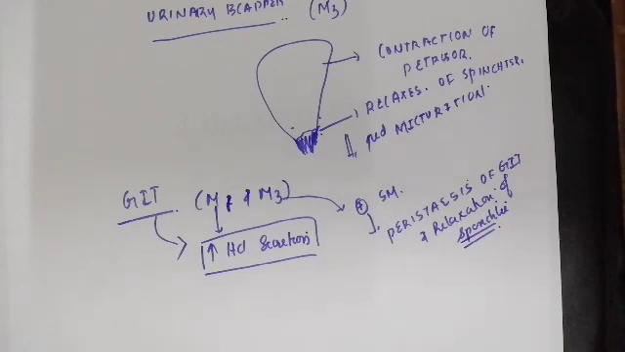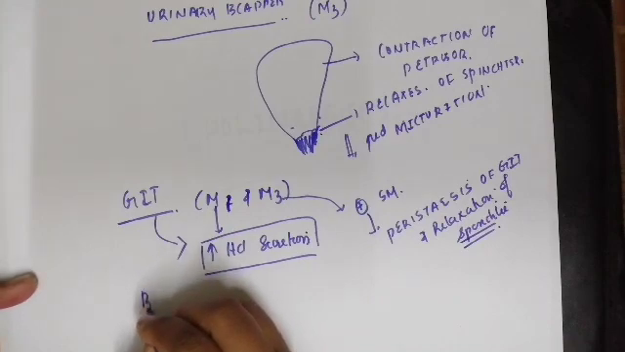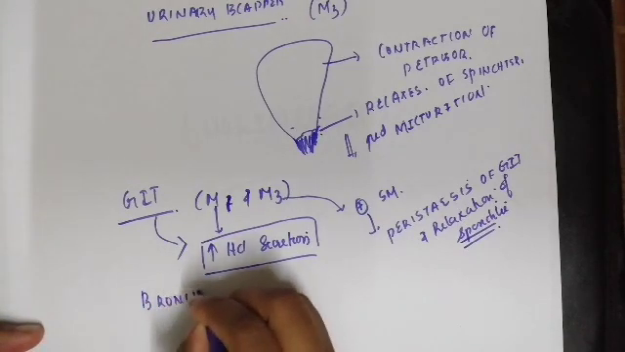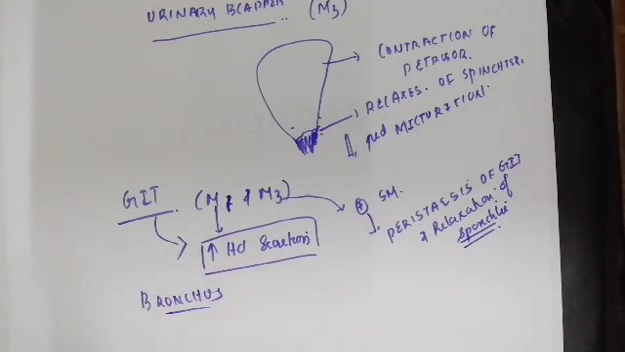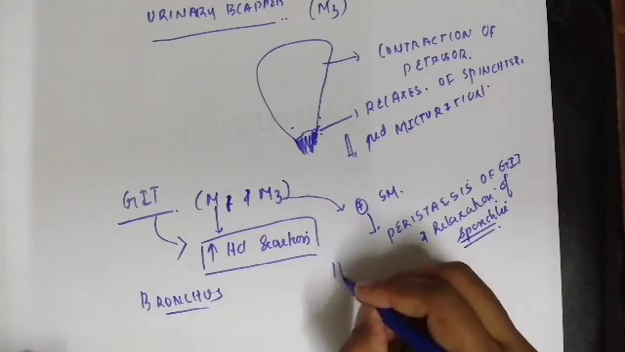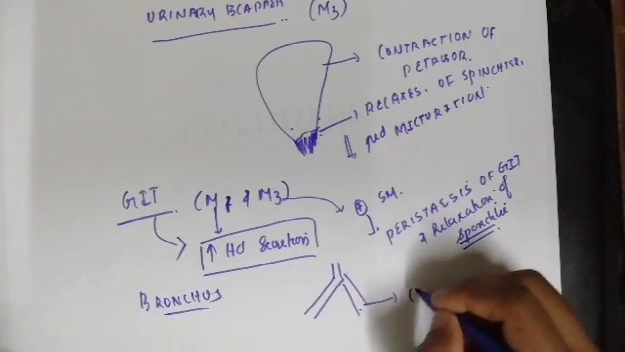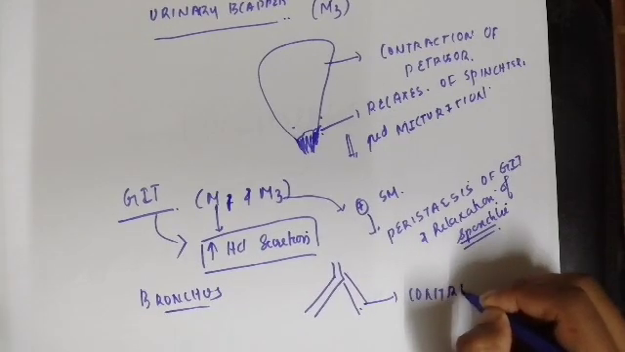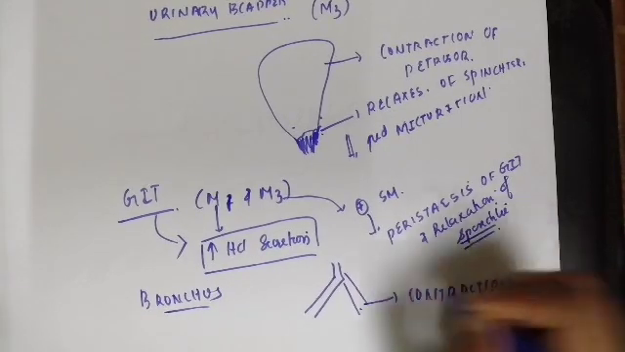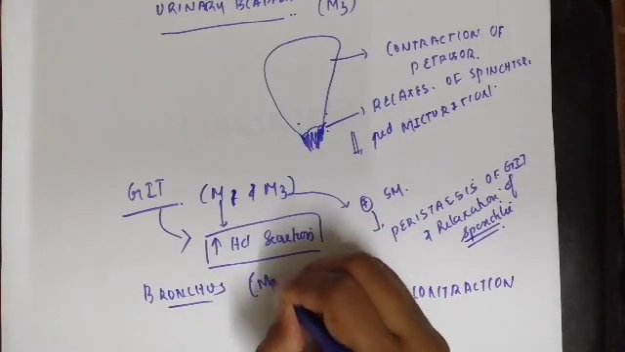Now what is the action in the bronchus? We have discussed that in all organs except the heart it is excitatory. So in the bronchus also it will cause bronchial smooth muscle contraction. It is causing contraction. The receptor which is present in the bronchus is also M3.